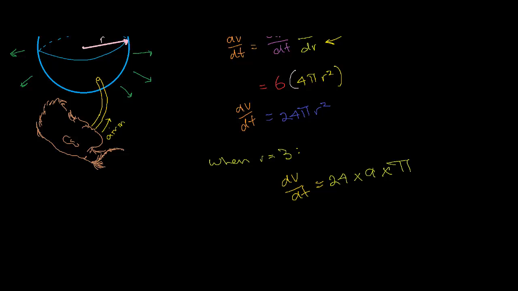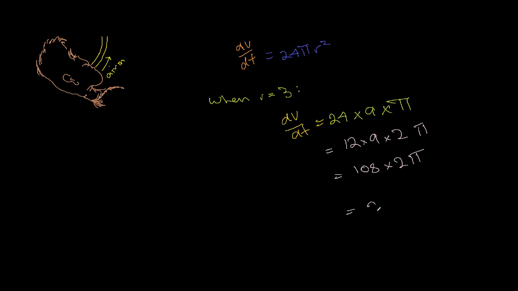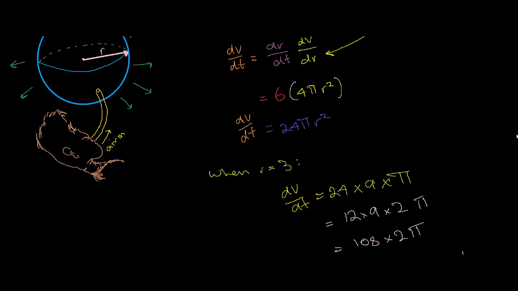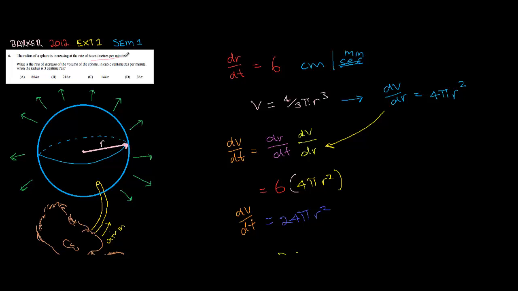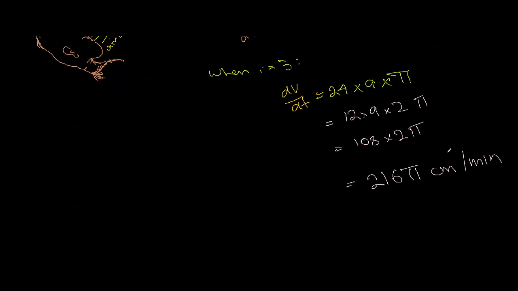You can just put that into your calculator, but because I'm too lazy to go reach for one, I'm just going to go 12 times 9 times 2π, because 12 times 2 is 24. 12 nines are 108. 108 times 2 times π, and that's going to be 216π. Our units are centimeters per minute, because we're giving the radius in centimeters per minute. Oh no, it's not centimeters per minute, it's cubic centimeters per minute, because it's the volume that's increasing. So be very careful to get your units right.